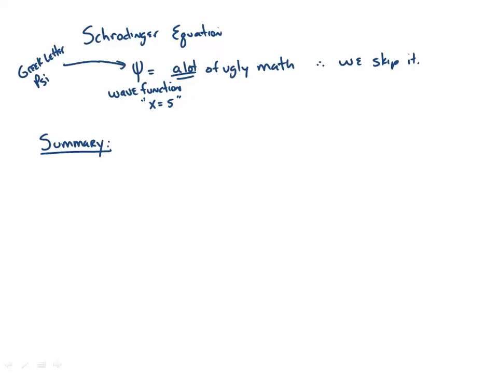And so what we can do is summarize his findings by realizing that there are 4 quantum numbers. And all the word quantum means is that they're quantized, or that there's only certain allowable values.